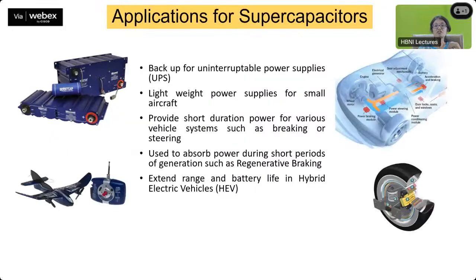So now looking into the different applications of supercapacitors, it is used extensively as backup for uninterruptible power supplies. Then you have lightweight power supplies for small aircraft. Then it provides short duration power for various vehicle systems, such as when you're braking a car or steering using the steering wheel. That short burst of power is generally given by the supercapacitors. Then it is used to absorb power during short periods of generation, such as in the case of regenerative braking. And then it also extends the range and battery life in hybrid electric vehicles. That's a very important application of supercapacitors.